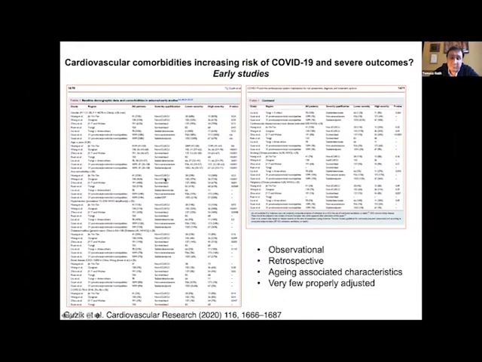What is particularly interesting to us is the relationship between cardiovascular comorbidities and COVID-19 severity and prevalence. Already through very early studies, we could learn that cardiovascular disease, and in particular certain cardiovascular risk factors, can be associated with increased risk of COVID-19 and increased risk of severity, interestingly even to a greater extent than the presence of COPD or other lung diseases.